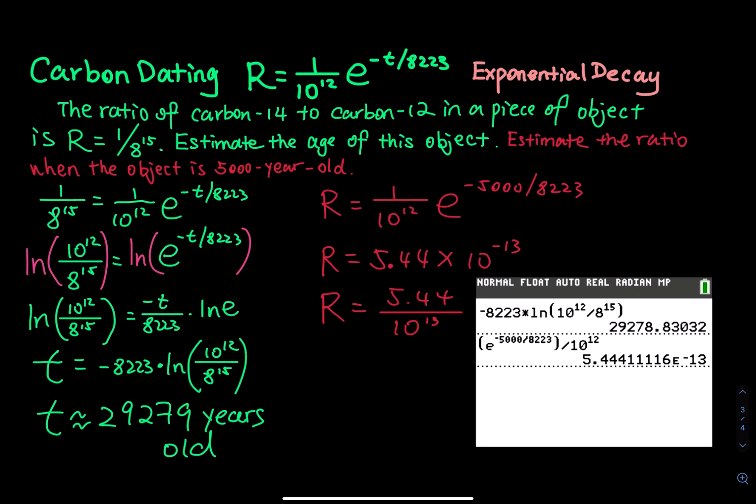And then the second problem: you type e to the negative 5,000 divided by 8223, and the whole thing divided by 10 to the 12. This one you get a scientific notation. So this e to the negative 13 is 10 to the negative 13. And how about the decimal, 5.44? That number must be between 1 and 10. I always use 2 decimal places. If you wish, you can just do 5 times 10 to the negative 13, which is 5 divided by 10 to the 13. You can do that as well. How many decimal places do you need to use? Read the problem. The problem should give you a very specific direction.